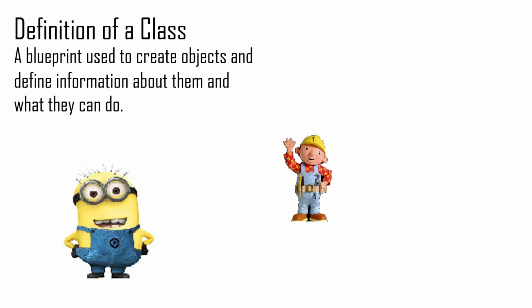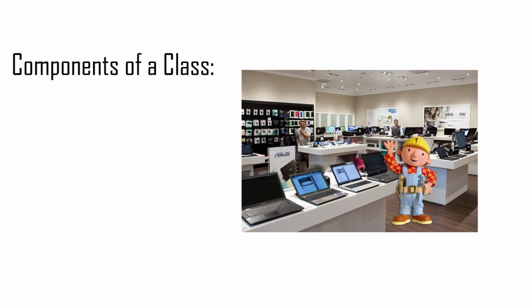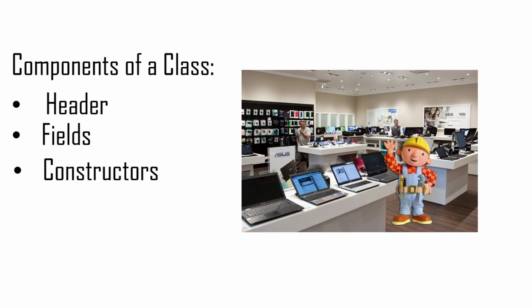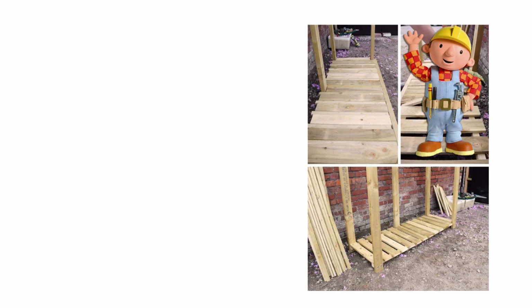A class is a blueprint used to create objects, in this case minions, and to find information about them and what they can do. The components of the class are the header, fields, constructors, and methods.